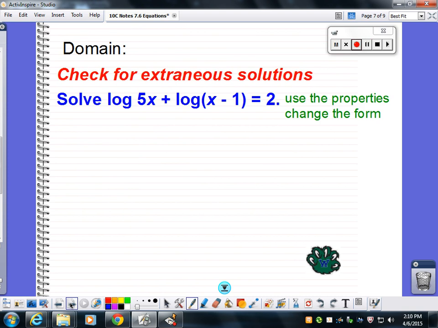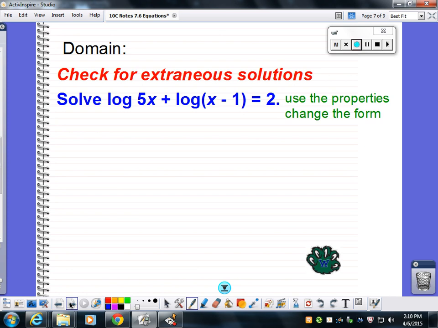Let's try another one. So solve log. Now, what's my base here? There's no base written. What's the implied base? Hopefully you said 10. Common log, base 10. So write down the following problem: log 5x plus log x minus 1 equals 2.